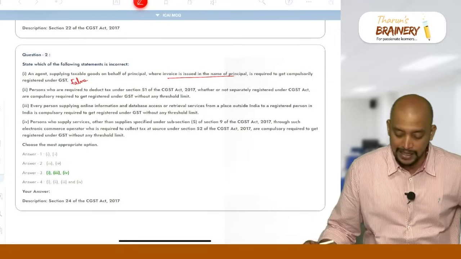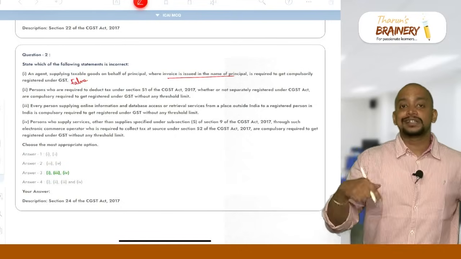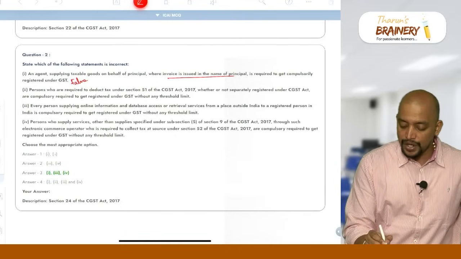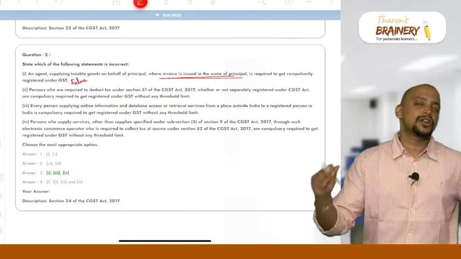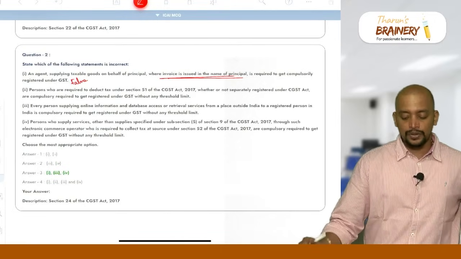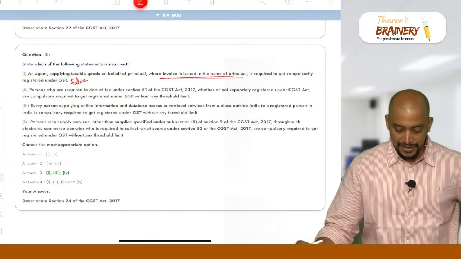When the agent is acting on behalf of the principal, if the invoice is raised by the agent in his name... here the invoice is issued in the name of the principal, so the agent is not acting on behalf of the principal, and therefore they are not required to compulsorily get registered.